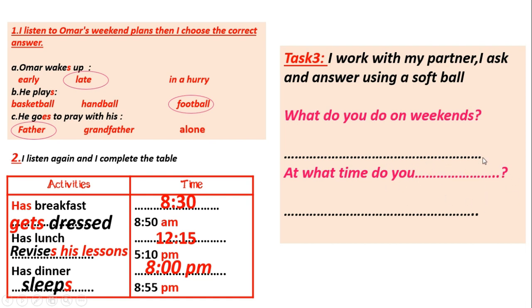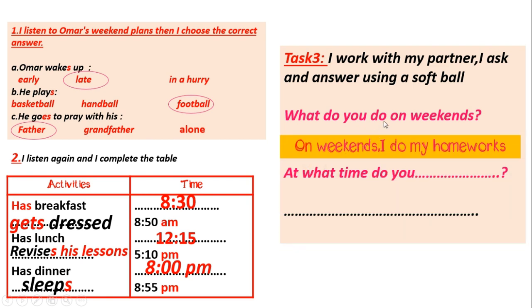For example, what do you do on weekends? ماذا تفعل في weekends? For example, on weekends we can say on or at. نقدر نقوله on weekends or at weekends. Both are correct. الاثنين صحيح. I do my homeworks. أقوم بأعمال المنزل بواجباتي المدرسية. I do my homeworks. Good.